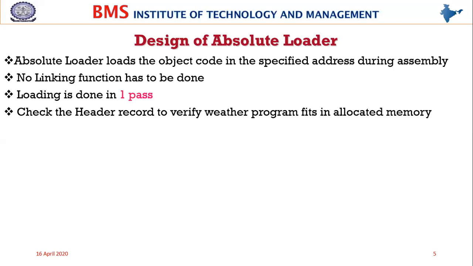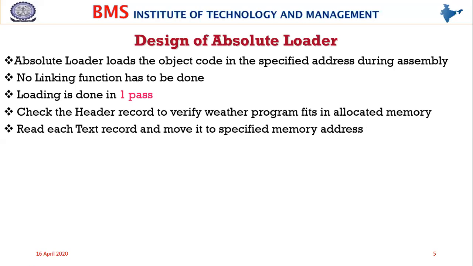How does it do this? It checks the header record of your object code. From the header record, we can get two pieces of information: the start address as well as the size of the program. We should see whether the program fits into the memory which has been allocated. The size can be got from the header record, and we check whether that entire program can be loaded in the memory allocated to us.